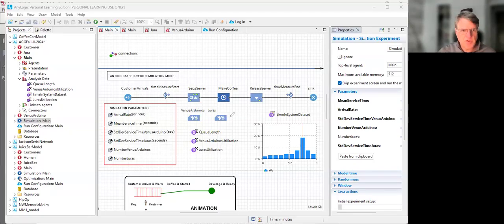Greetings. So this is Graham Warren working with you on scenario analysis using the AnyLogic simulation model for the Antico Cafe Greco case. So we've elaborated some basics about this model, which is a discrete event model with two resource pools, one for Venus Arduinos, one for Jura machines.